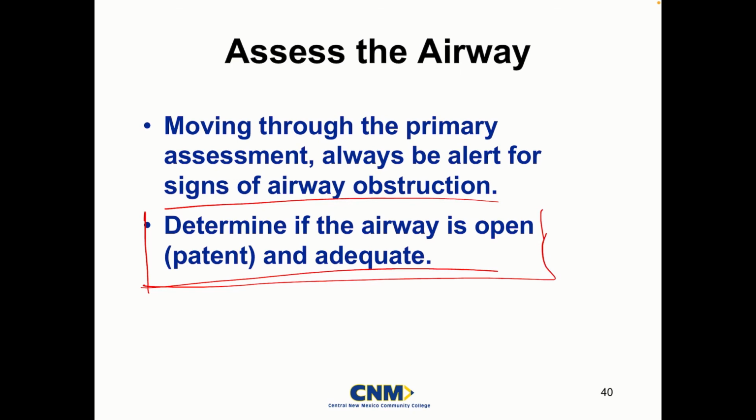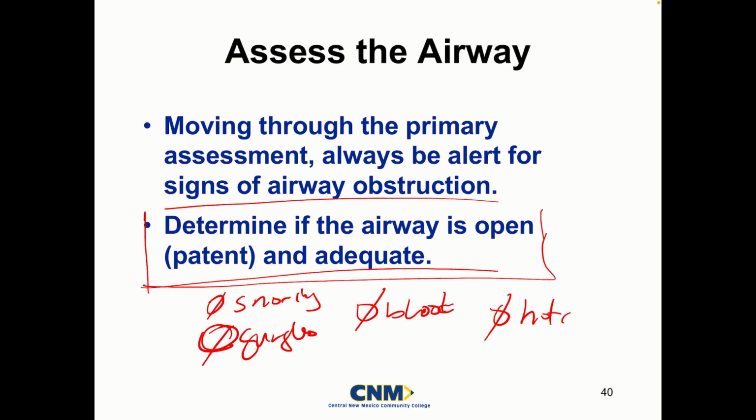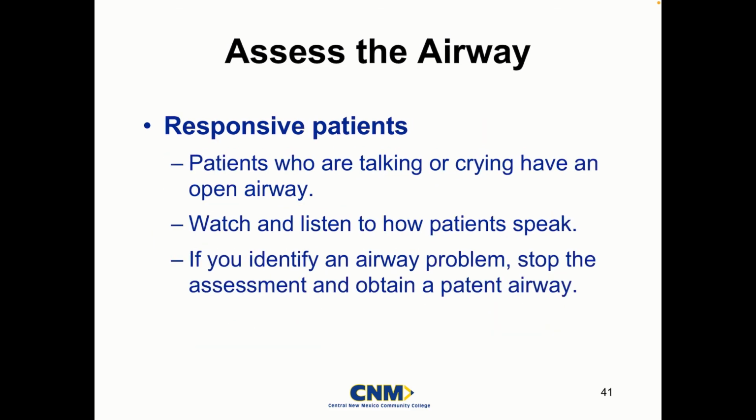So the patient should be able to move air in and out of their airway without abnormal sounds, and that means if they have a patent airway, they don't have snoring, they don't have gurgles, right? They don't have blood in their airway, right? They don't have a hot dog or some other external thing. The airway is open is our normal finding. If it's not, when you assess it, you need to fix it so that it is open before we can go on to breathing.